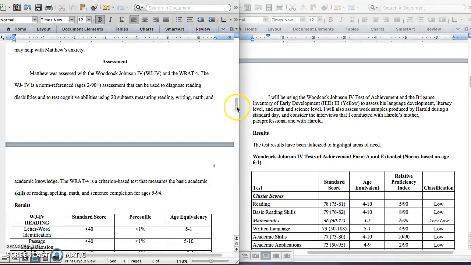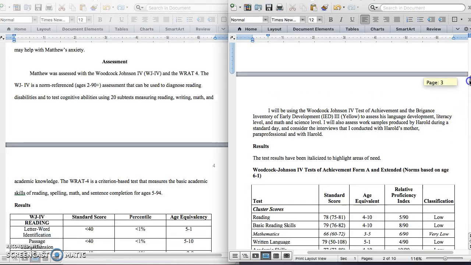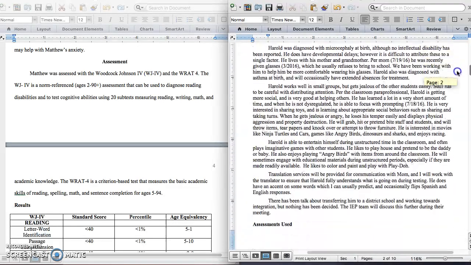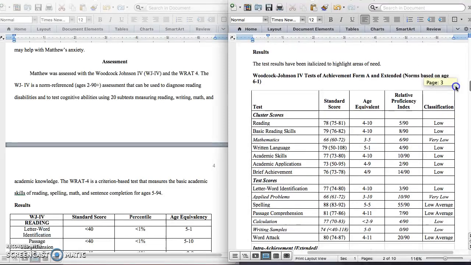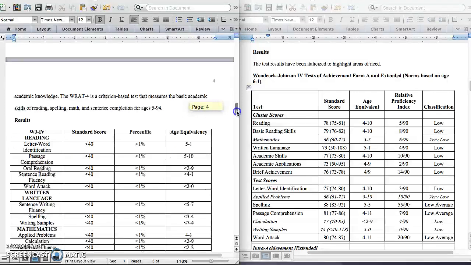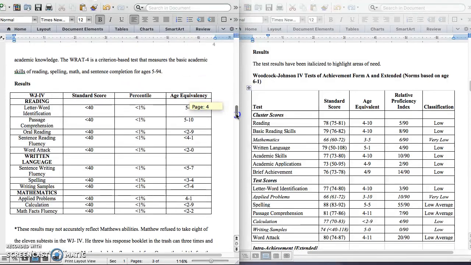So as you can see, they both put in there the information about the tests. This student actually had hers up above in the instruments used in assessment. So you can see that information's there so that you know what kind of tests the person was looking at.